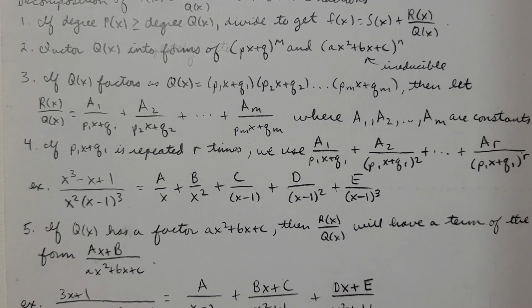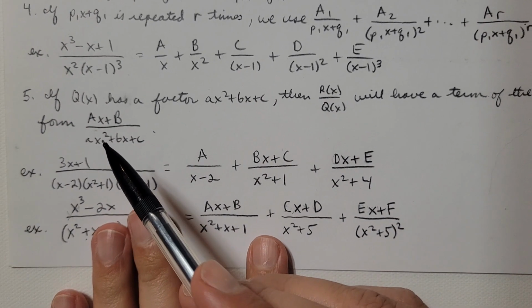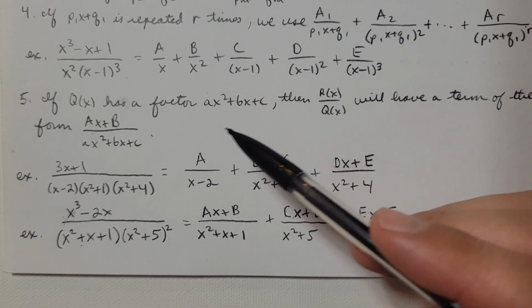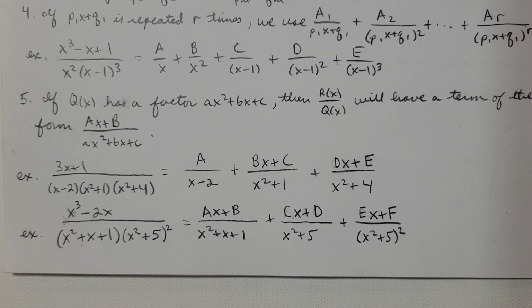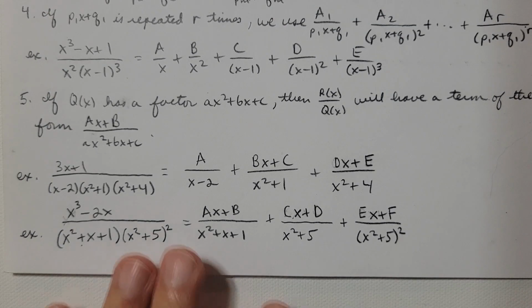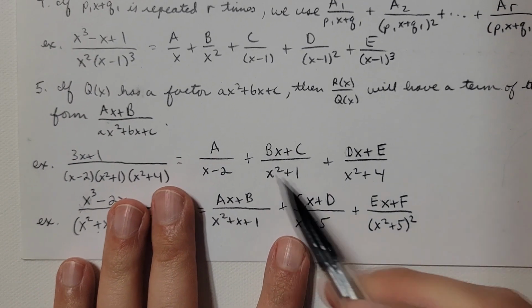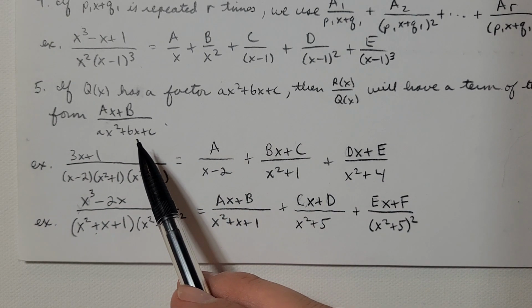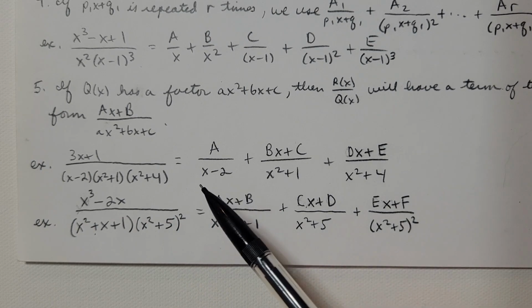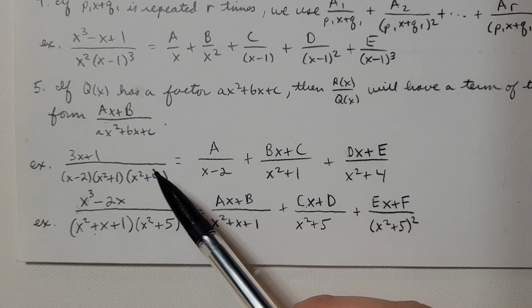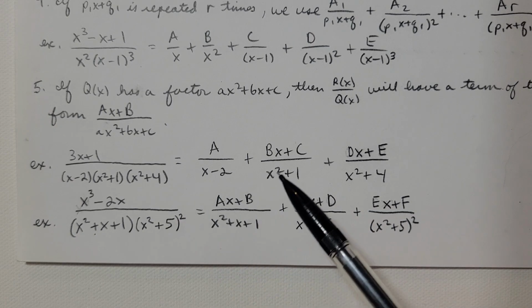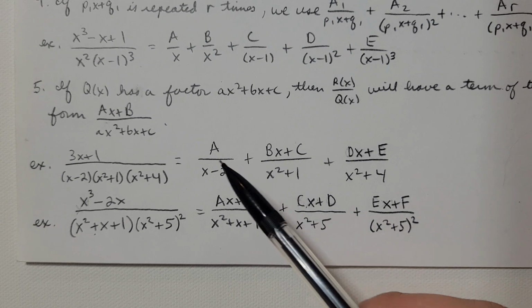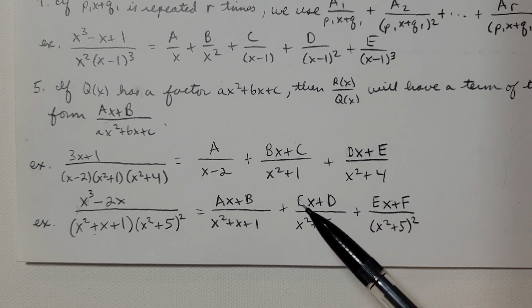Step 5 says if q of x, the denominator, has a quadratic factor, ax squared plus bx plus c, then r of x divided by q of x will have a term of the form ax plus b divided by ax squared plus bx plus c. So the point of that is to say that whenever you have a quadratic factor here, in the numerator you're going to have an ax plus b term. Don't just write a or b or whatever.